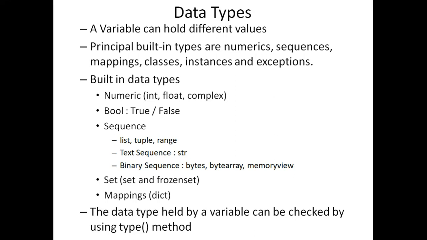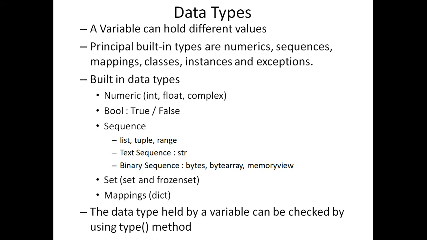Hello and welcome back. In today's session, we will take a look at the data types which are available in Python. As we have seen in the earlier session, a variable is a name given to a particular memory location or set of memory locations. That memory location or set of memory locations can hold different data or different types of data. So those are defined as data types.